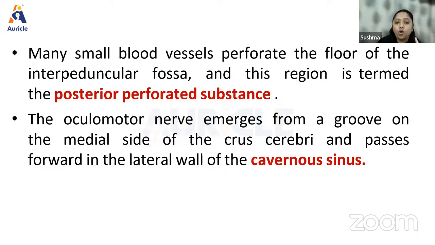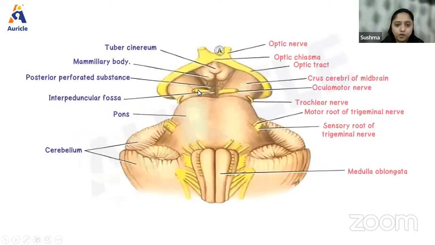Okay. Now the oculomotor nerve, the third nerve, actually emerges from a groove on the medial side of the crus cerebri and passes forward in the lateral wall of the cavernous sinus. Now the oculomotor nerve, as I said, 3, 4, 5 comes from the midbrain. So one nerve you've already learned, where is it coming from? It is emerging from a groove on the medial side of the cerebral peduncle. That means it is one of the contents of the interpeduncular fossa.